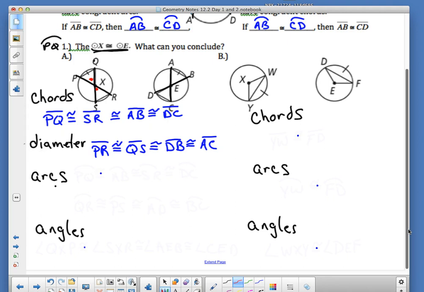It's all about those properties and rereading them, being familiar with looking at a picture and going, hey, I can use this property, this property, this property.